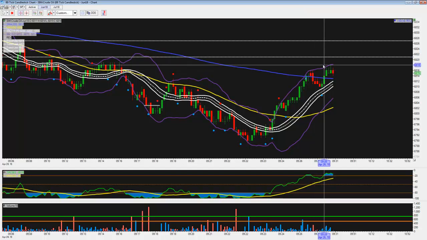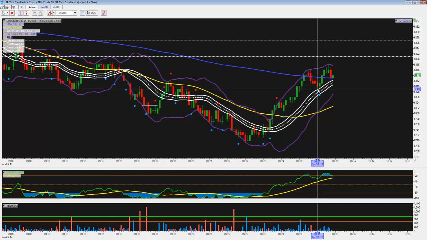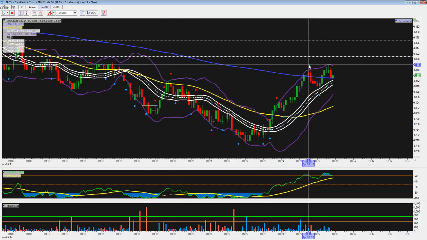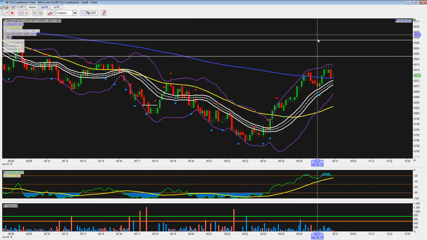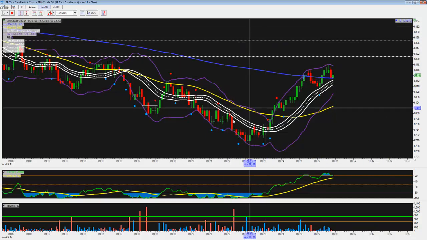Made it back to 18. Short below, long above right now. That's our targets up here. Let's see what we see.